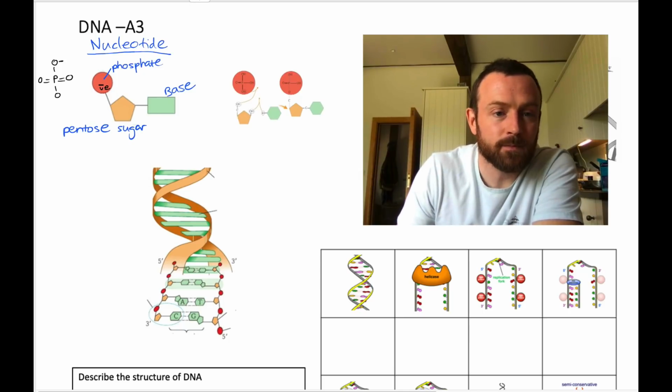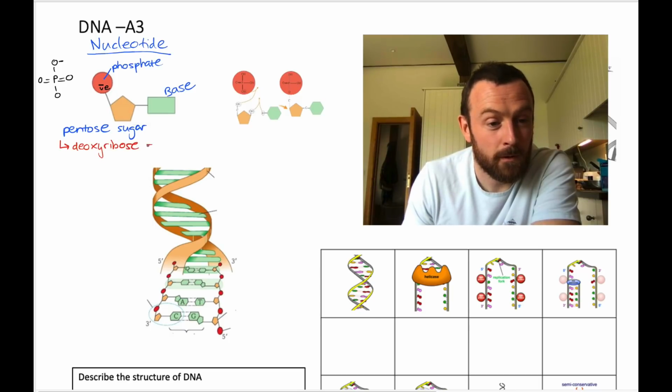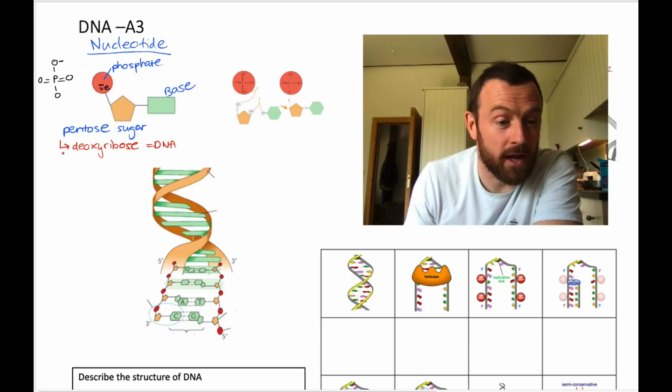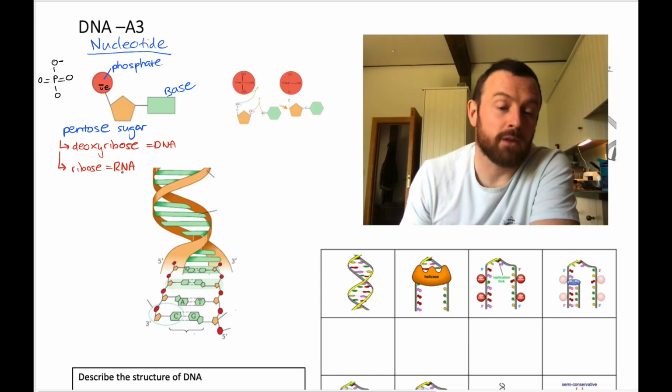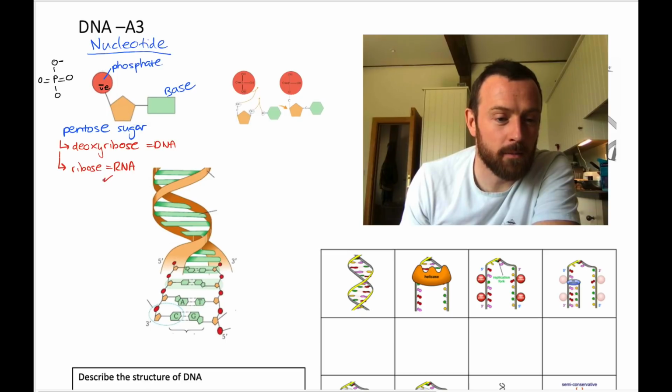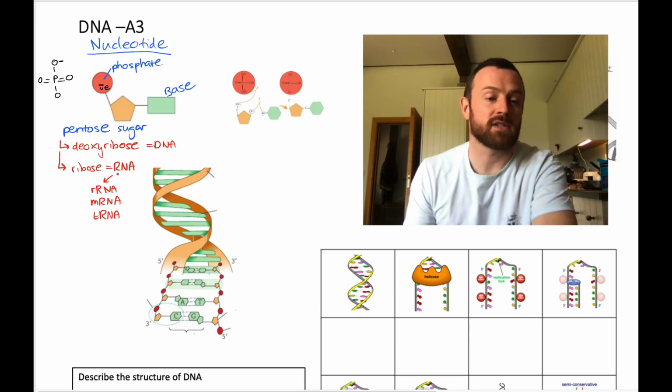Now the pentose sugar is variable, so it can be one of two things. In DNA, we've got deoxyribose, and in RNA, we've got ribose. Remember, we've got a couple of different types of RNA. You may remember we've got ribosomal RNA, which is found in a ribosome, messenger RNA, and also tRNA. In all those types of RNA, we've got ribose as the sugar.